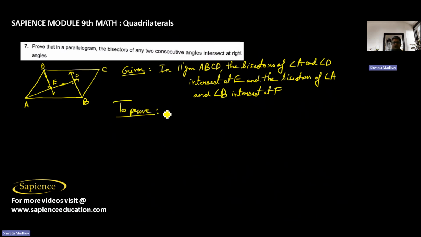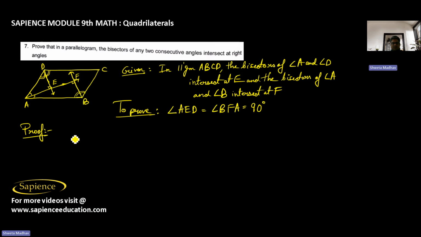angle AED is equal to angle BFA, and that is equal to 90 degrees. So here we have to prove it like this. Now these two angles are equal, these two angles are also equal, these two angles are also equal.